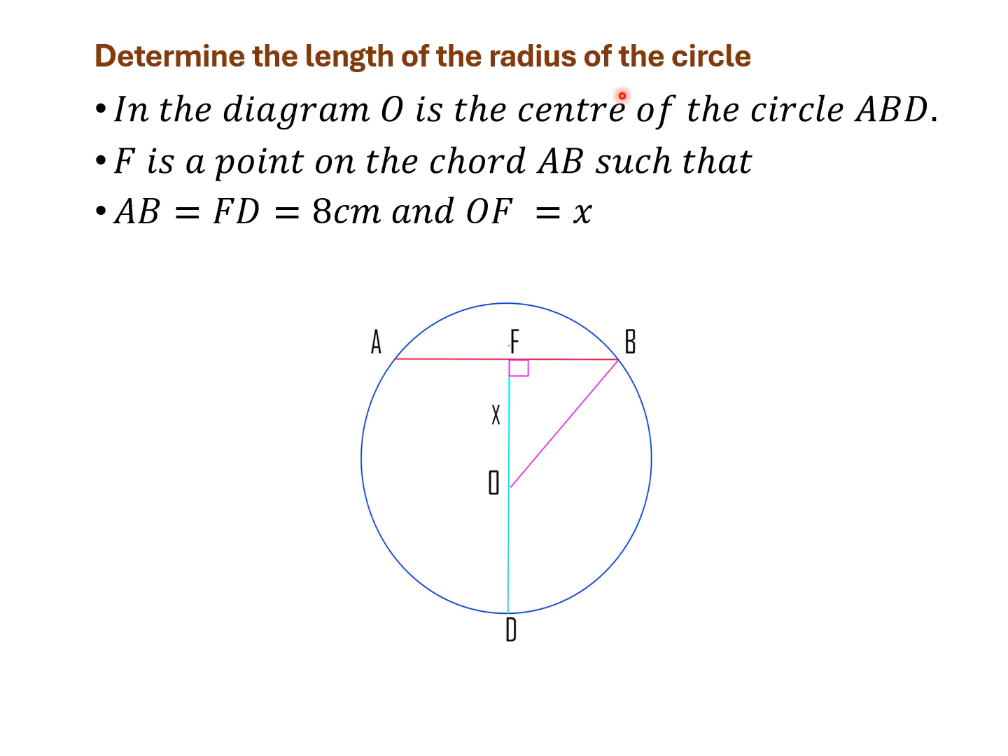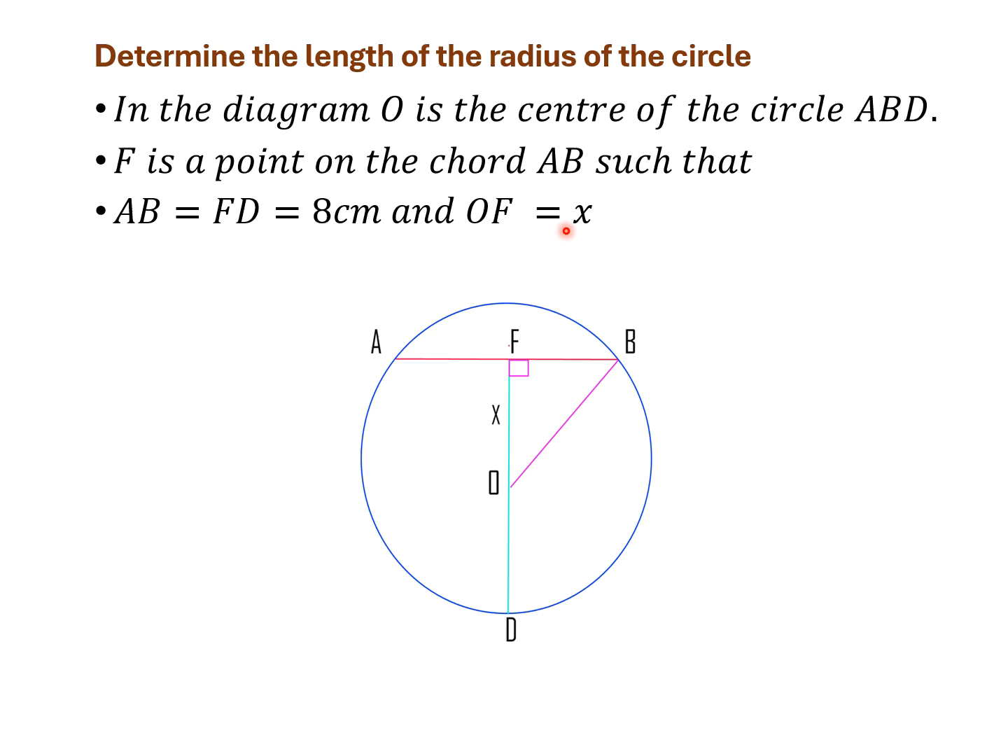Determine the length of the radius of the circle. So length of the radius, so let's see here, that's OD or OB there. Right, so in the diagram, O is the center of the circle. So O is the center of the circle ABD. F is a point on the chord AB such that FD, from there to there, equals 8 centimeters.